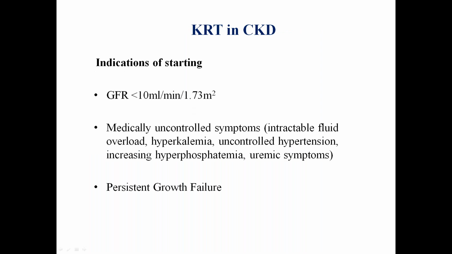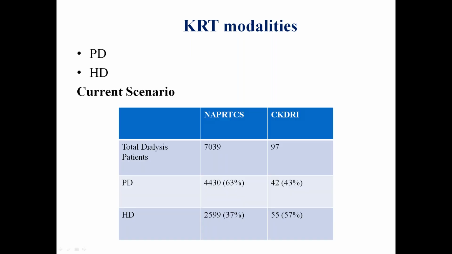So the indications for starting kidney replacement therapy in chronic kidney disease are when your GFR falls below 10 ml, or if there is medically uncontrolled hyperkalemia, fluid overload, uncontrolled hypertension, increasing hyperphosphatemia, uremic symptoms, or persistent growth failure. Even at higher GFRs, you can start kidney replacement therapy if there is persistent growth failure.